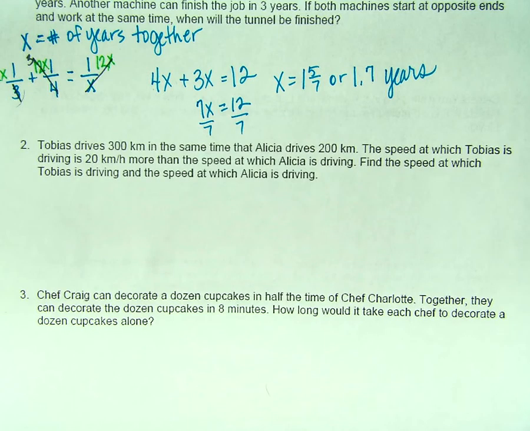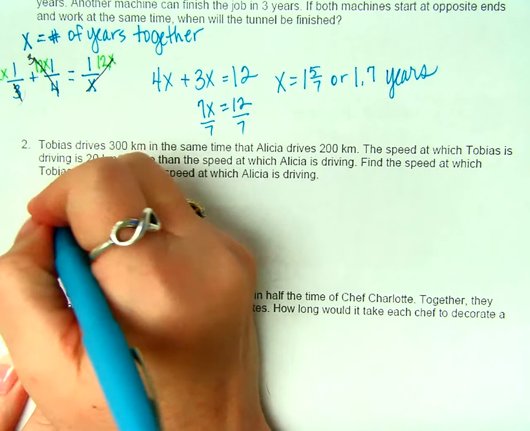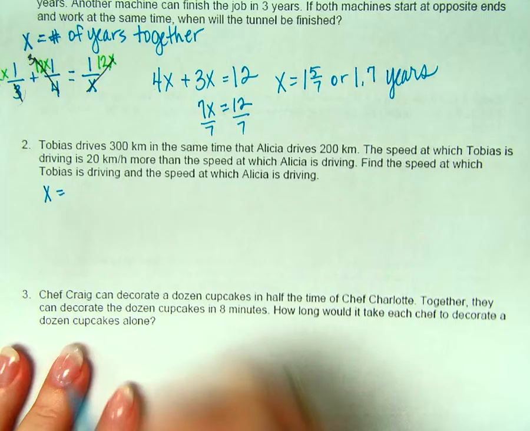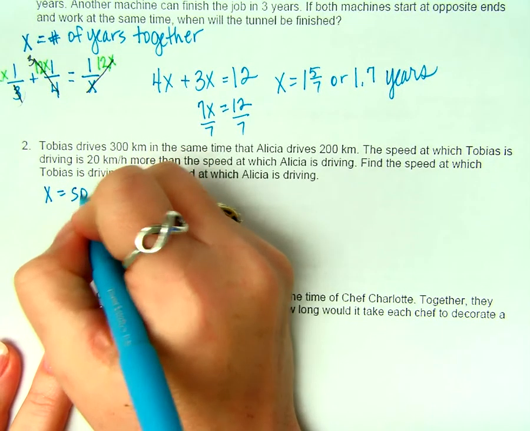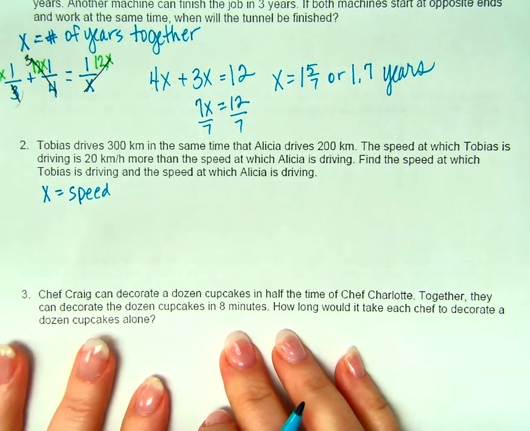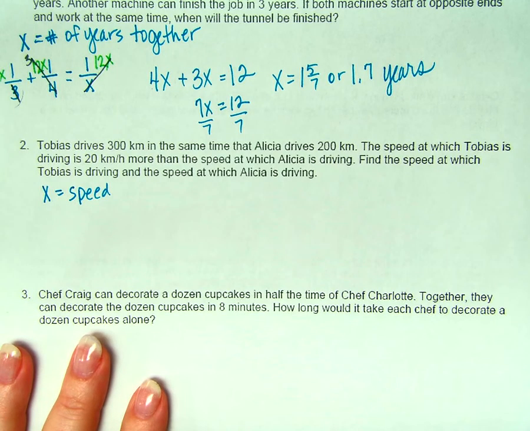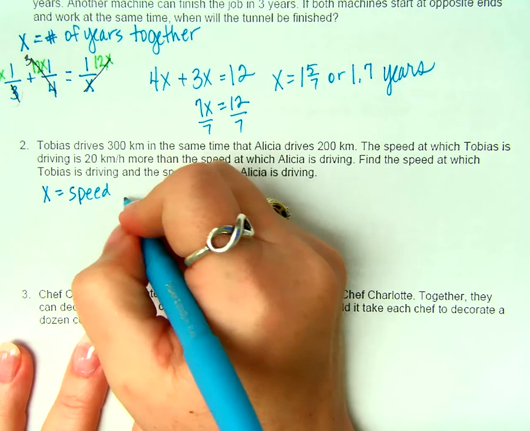First, we got to define our variable. What variable would you like to use in this problem? X. So if we're using x, what does x mean in this problem? Speed of whom? Well, we could choose it to be the speed of Tobias, but we also know Tobias is driving 20 kilometers more than the speed Alicia's driving. So would it make sense for us to call x the speed of Alicia?